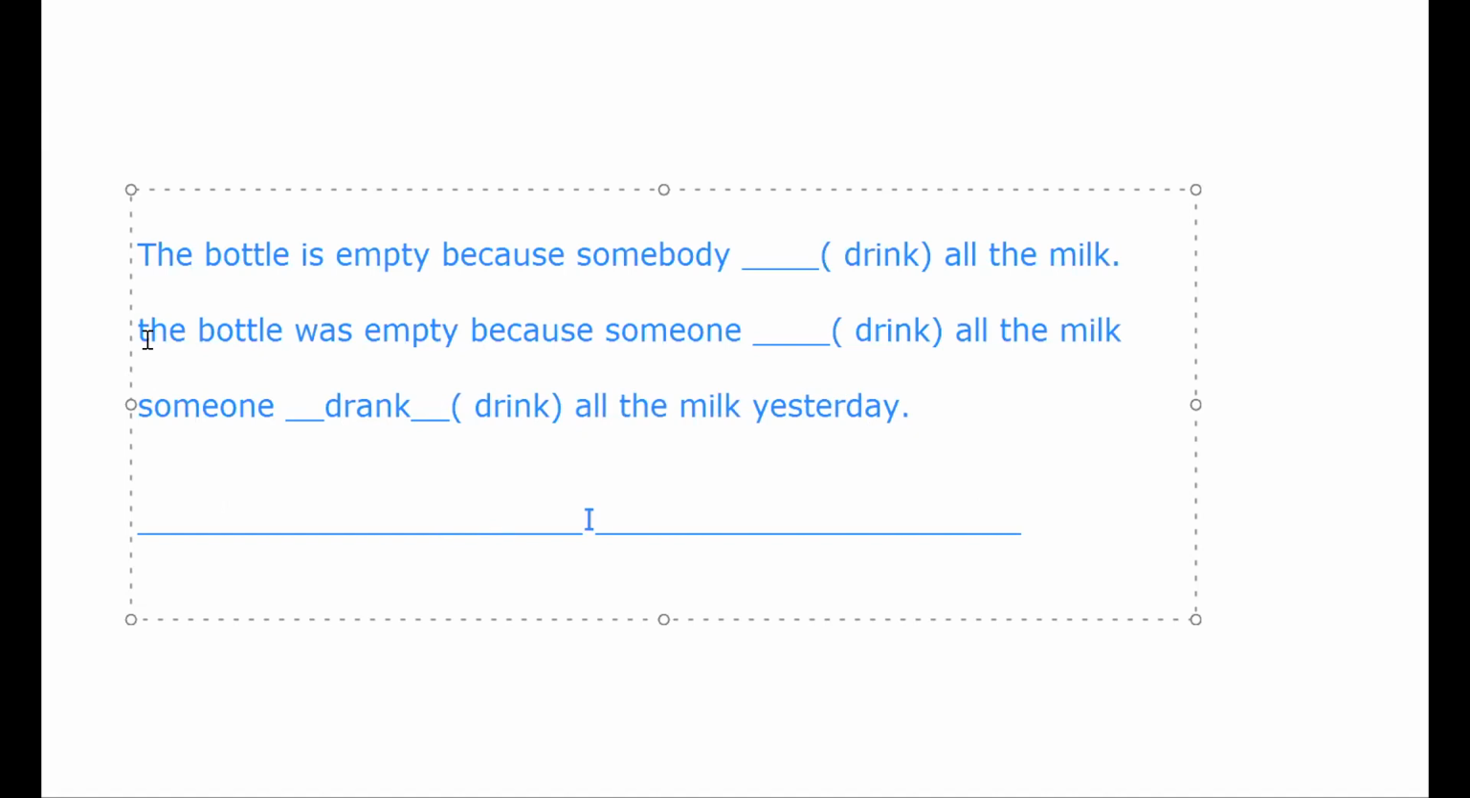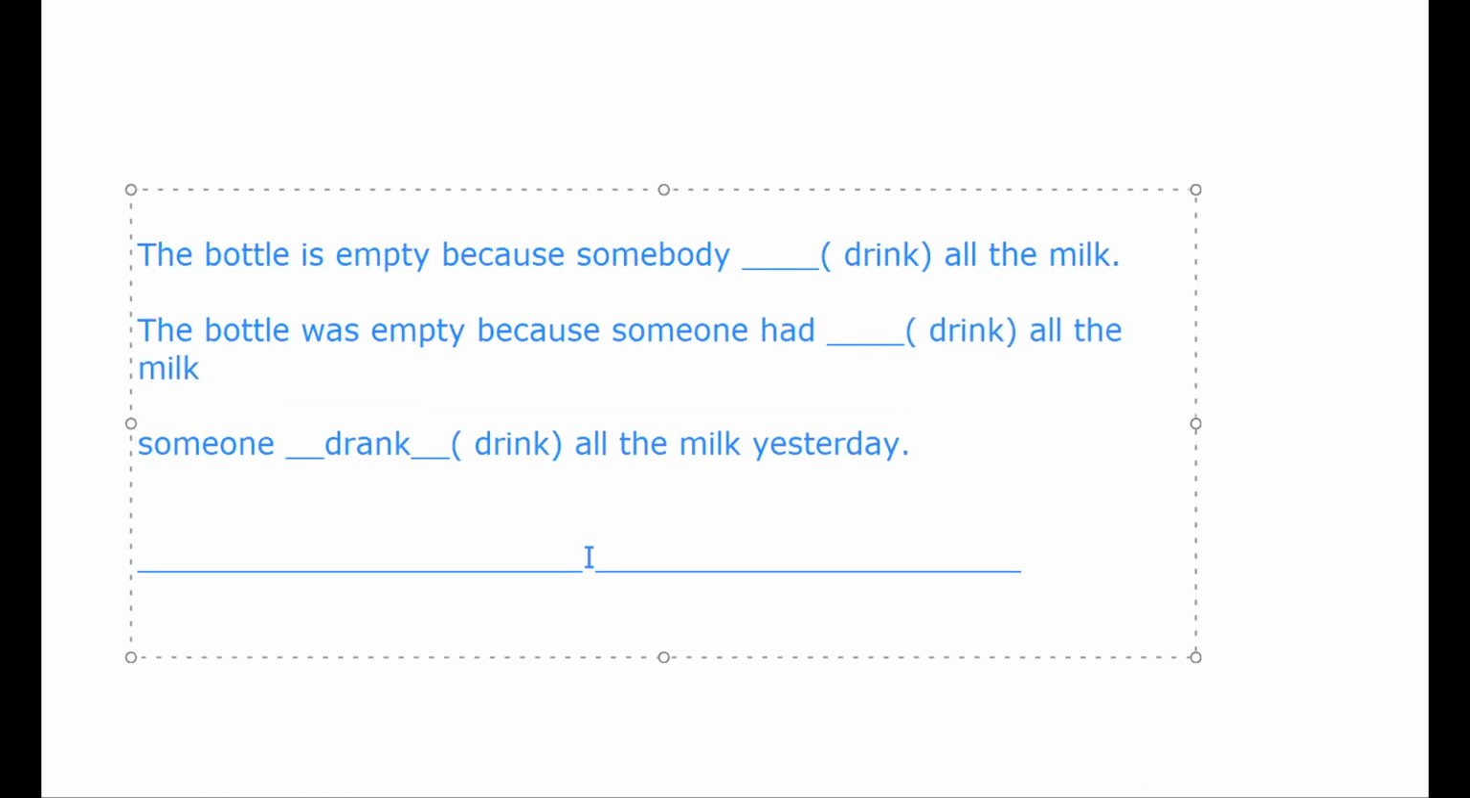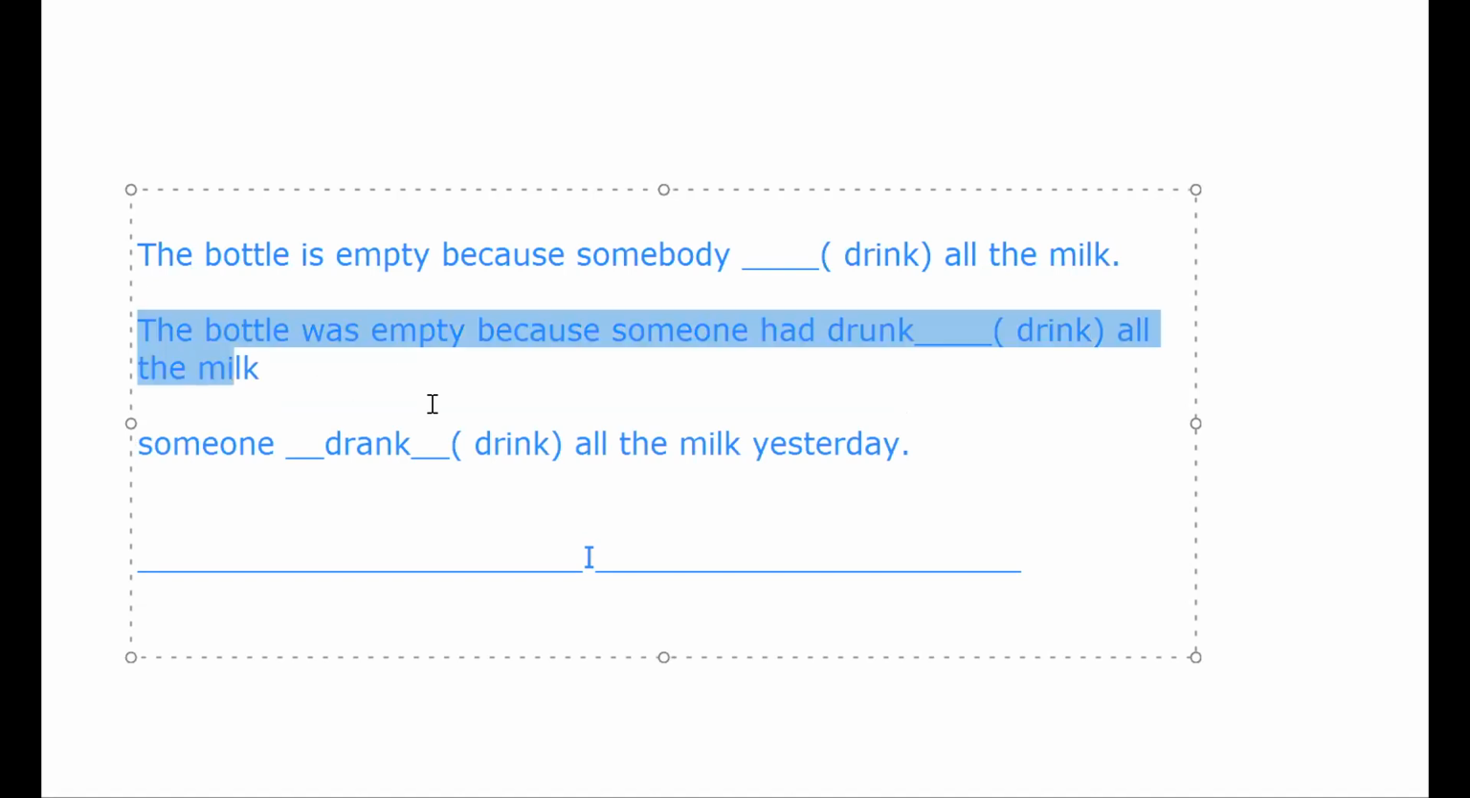The bottle was empty because someone drank all the milk. Now, was empty, was comes here, and because someone obviously, on the left side of that action, this action happened. That is the reason it was empty. So this is past to this empty. Drink is past to this was empty. So past to the past. So here, had drunk. This is also clear.